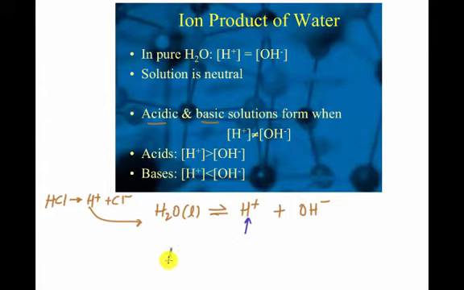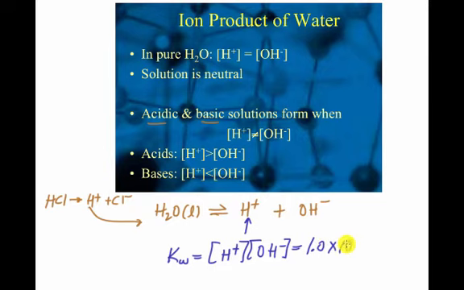So if we look at Kw, Kw is hydrogen times hydroxide. And if this is a constant and it has to say 1.0 times 10 to the minus 14, and I make this go up, wouldn't this have to go down? And therefore, this would be true. My concentration of the hydrogen ion would be greater than the hydroxide.